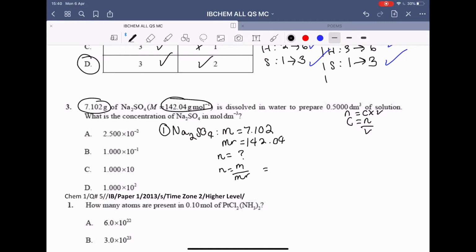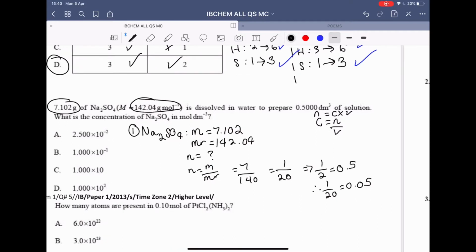So moles with regard to mass and Mr is mass over Mr. And so that's 7 over 140. I took away the decimal places to make it easier for the maths, which is 1 over 20 simplified. And if we know 1 over 2 is 0.5, then 1 over 20 must be 0.05 because we have to divide by 10.